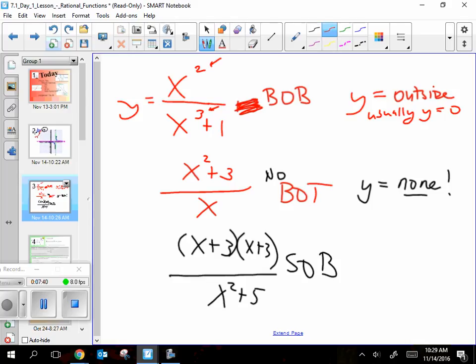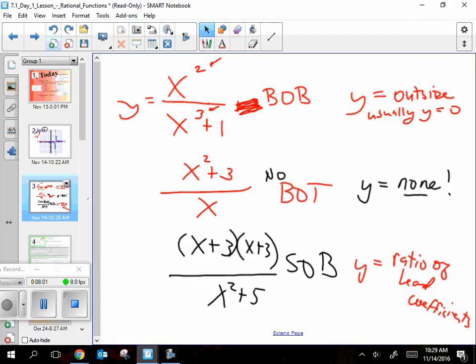So, bigger on bottom, bigger on top, or same on both. The same on both are the ones that will make you sob because they're so hard. Get what I'm doing there? And they are y equals a ratio of the lead coefficients. Now, it's not that hard, really. What's the lead coefficient on the top? 1. What's the lead coefficient on the bottom? 1. So it's y equals 1 over 1. So it'd be y equals 1.